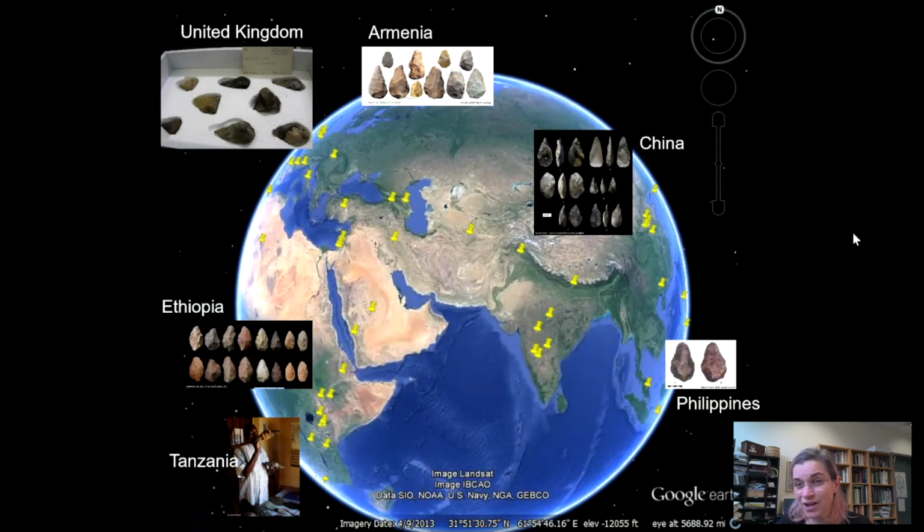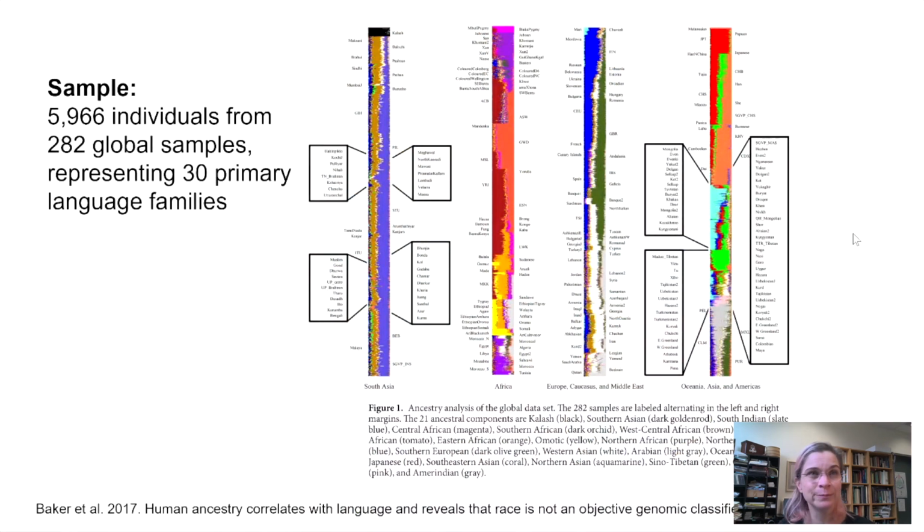There's another study that came out a couple of years ago that I just love. I think it really solidified a lot of my current thinking about human genetic variation, and I'm going to share it with you now. This was published in 2017 by Baker and colleagues: Human ancestry correlates with language and reveals that race is not an objective genomic classifier.